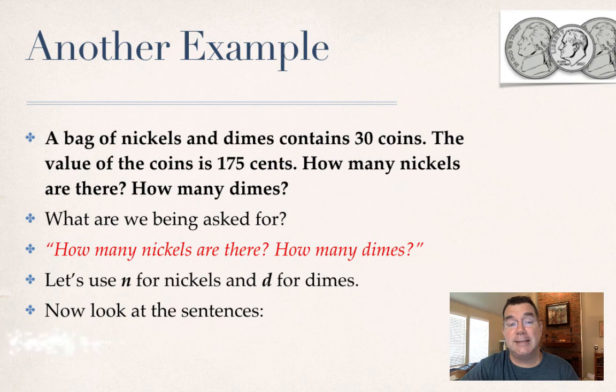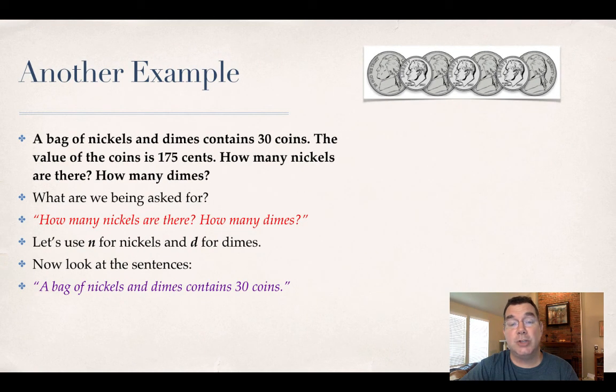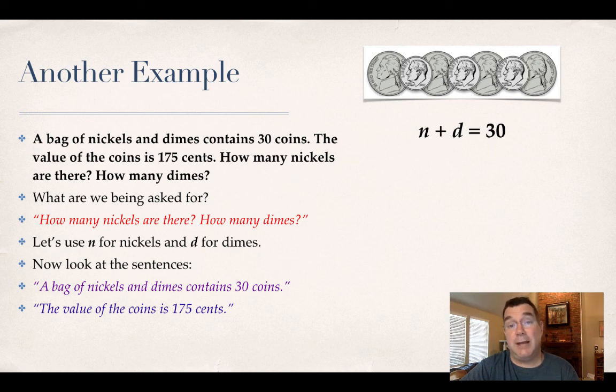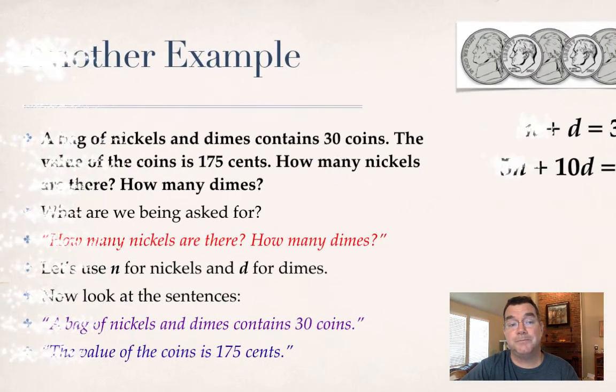The first sentence says that there are 30 coins. So the total of the nickels and the dimes is 30. So I can write n plus d equals 30. The next sentence says that the value of the coins is 175 cents. Well, the value of a nickel is 5 cents and the value of a dime is 10 cents. So if I take the number of nickels and multiply it by 5, I will get the value of those nickels in cents. And if I take the number of dimes and multiply that by 10, I will get the value of those dimes in cents. And the total value will need to be 175 cents, so 5n plus 10d equals 175. So there's my system for that one.